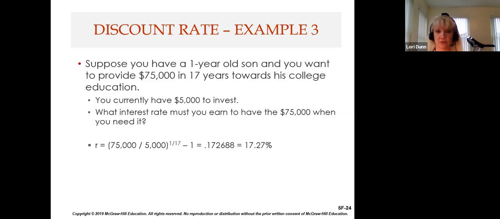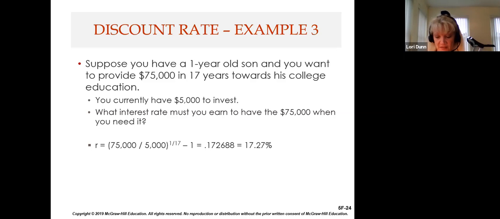So we know our present value, $5,000. We know our future value, $75,000. And we know the number of periods it's going to sit there, 17 years. So again, let's just go through that formula one more time. Take your future value of 75,000 divided by 5,000. I have 15 as my result. Now I'm going to take 1 divided by 17, which is 0.058825294. It keeps going on. I'll round that, but I have to raise that 15 to that power. So 15, raise it to the 0.058825 power. That's where I'm going to stop. My result is 1.172686. So it's off just a little bit, not a big deal.